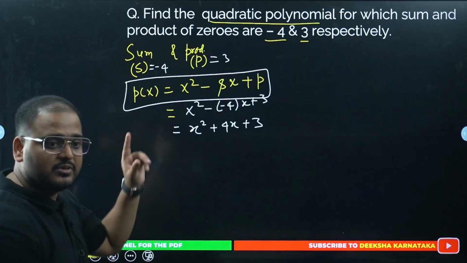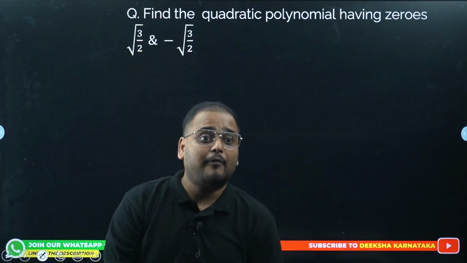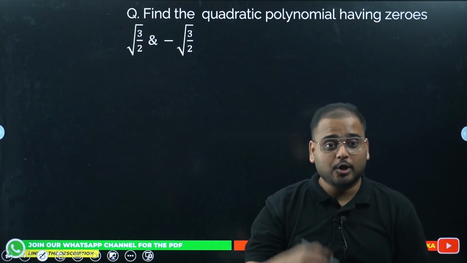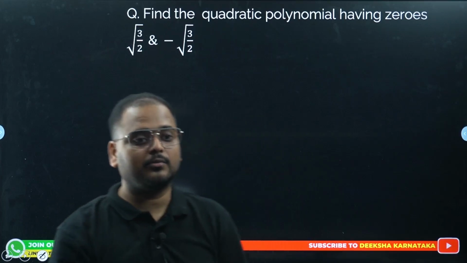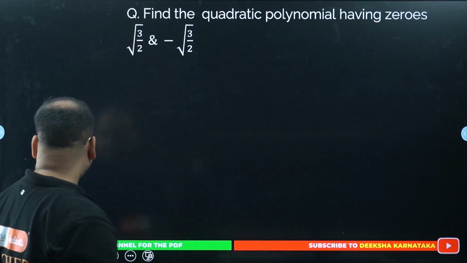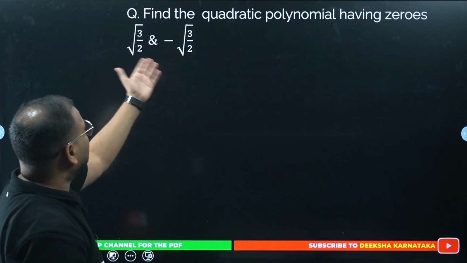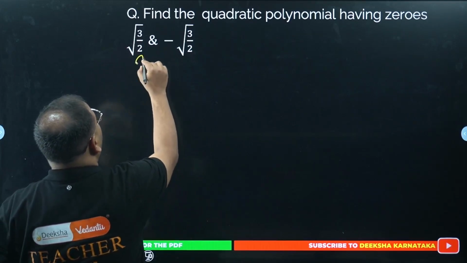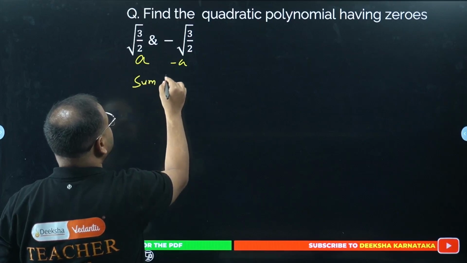That is a good question. This we already solved. Find the quadratic polynomial having zeros root 3 by 2 and minus root 3 by 2. Very difficult question, sir. Extremely difficult. Not difficult at all. They are the same thing. If this is a and this is minus a, what happens to the sum? What happens to the sum, sir?